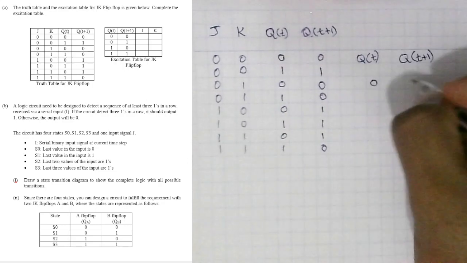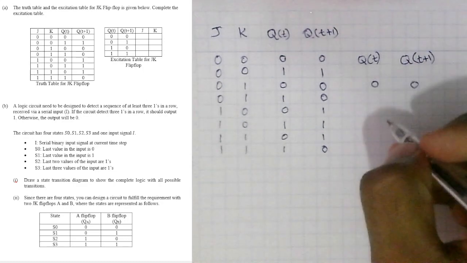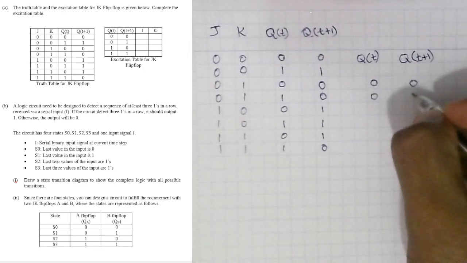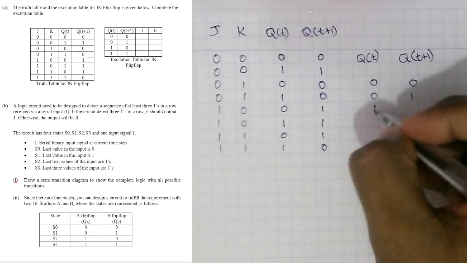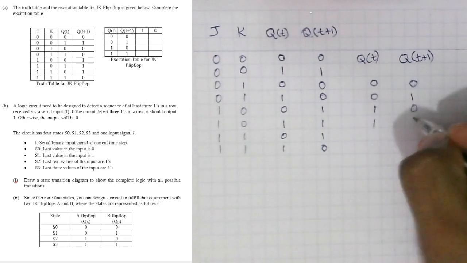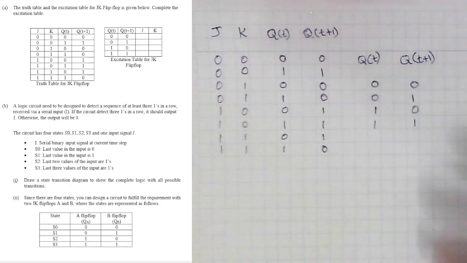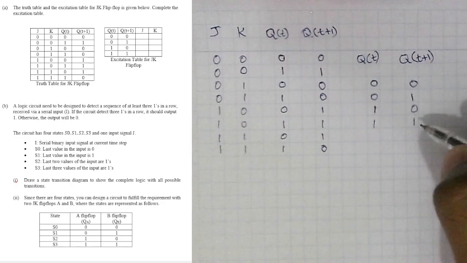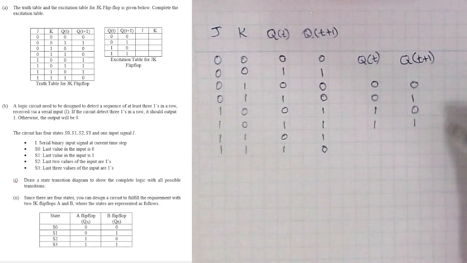If the current state is 0, we can go to 0 in the next timestamp as well, or we can go from 0 to 1, right? Other ways, if the current state is 1, we can go to 0, or we can go from 1 to 1 as well. So these are the exhaustive combinations we need to have in our particular circuit.